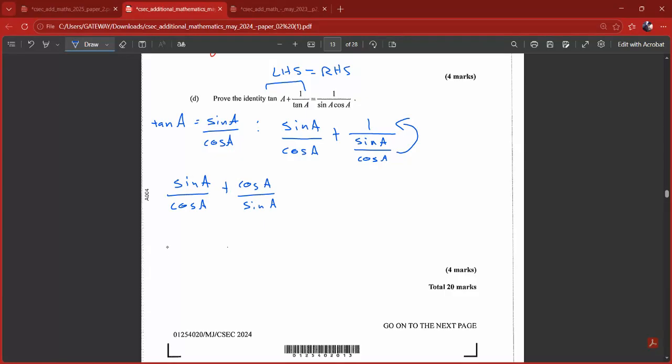Now you find the LCM between cosine of A and sine of A, you're going to get the product of sine A cosine of A. Sine A cosine of A divided by cosine of A will just give you sine A, and you have to multiply by the numerator here, which is sine A. So that's why I'm putting this in bracket. Put your plus sign. Sine A cosine A divided by sine A will just give you cosine of A, and you have to multiply by the numerator here, which is cosine of A.